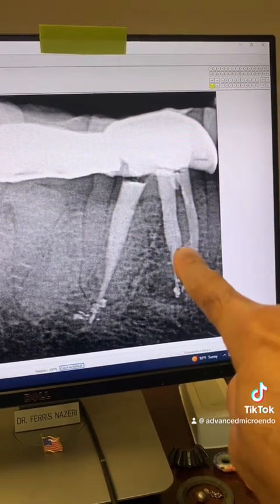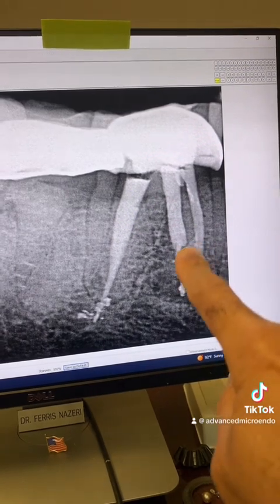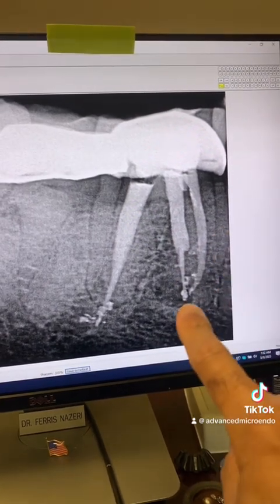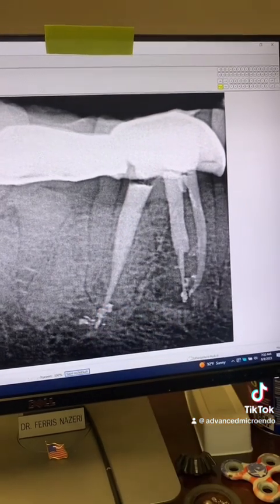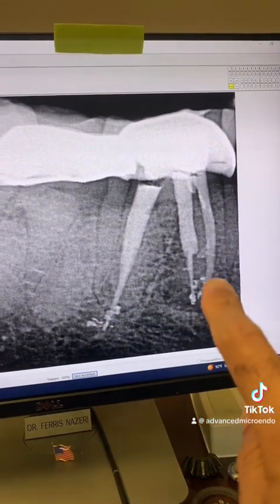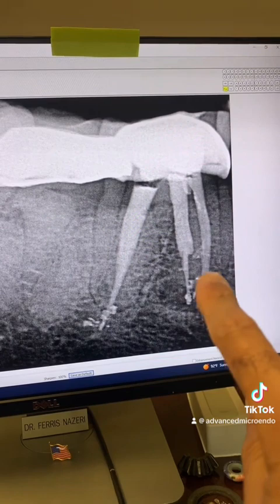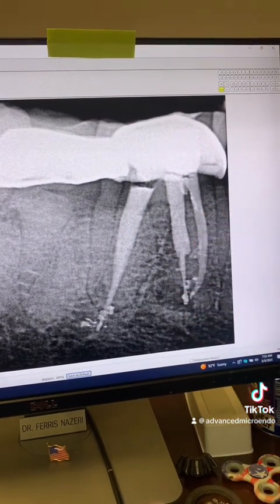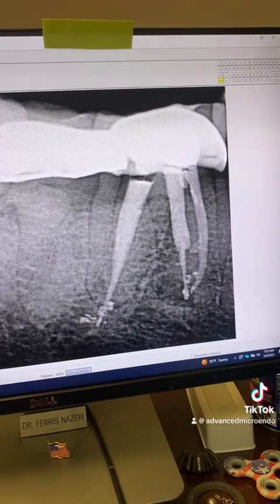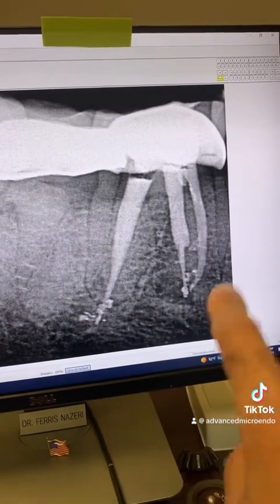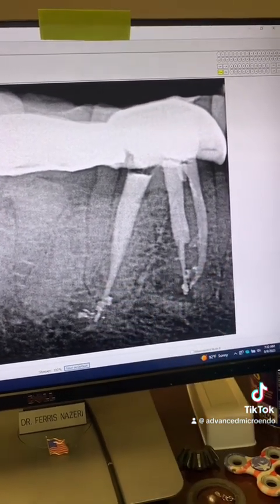So the broken file was there, as you can see. I had to enlarge the canal so I could remove that broken file. I was able to regain patency in all three canals. Look at all of this anatomy, all this anastomosis between the mesial canals. And as I said, I was able to regain patency in all three canals.